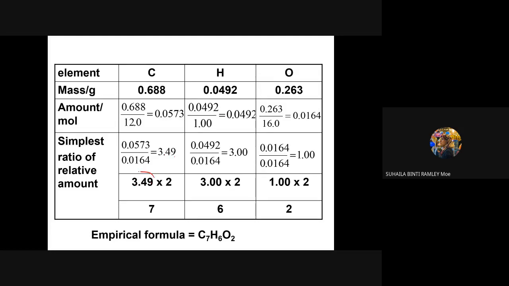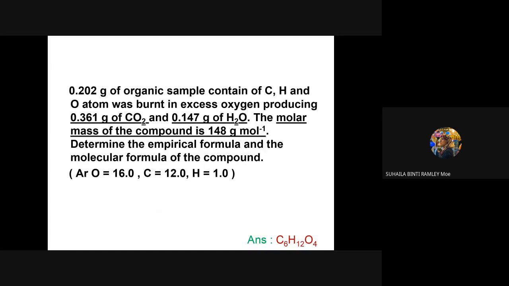So here we have 3.5. Actually this one we can simplify as 3.5. So this one is 3. So it's 3.5, 3 and 1. So we times by 2 to get the whole numbers 7, 6 and 2. So this is the empirical formula. Okay, so we just finished empirical and molecular formula. We have 2 exercises for this one.